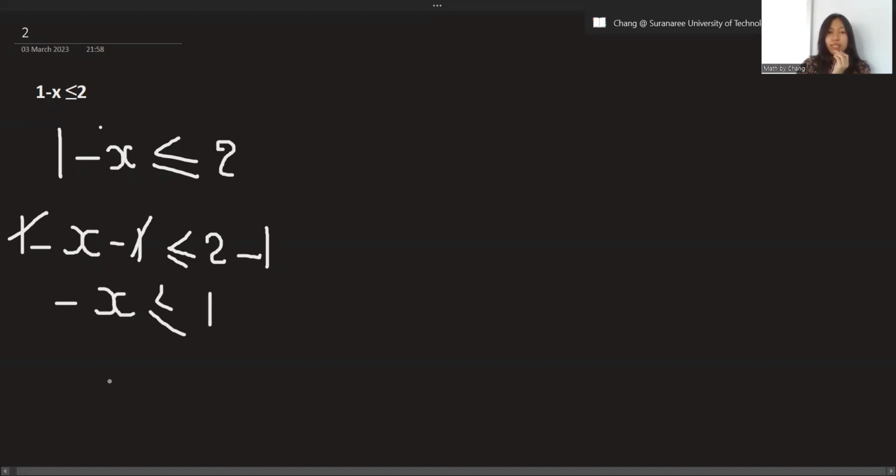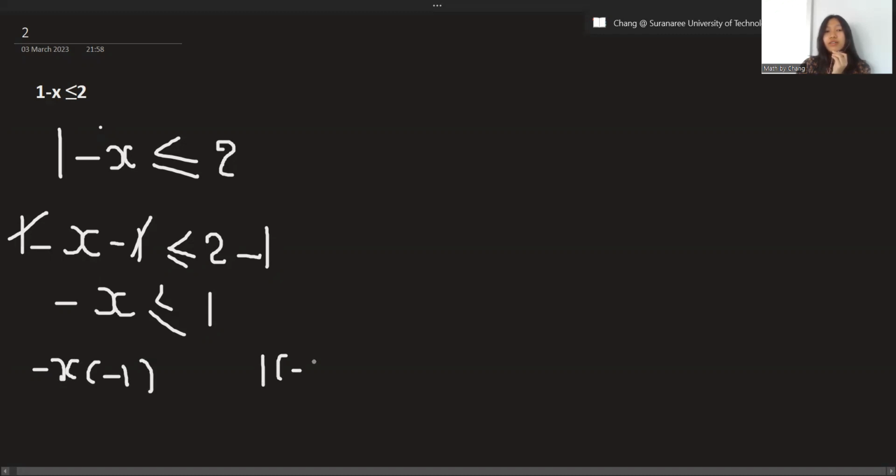But what we want is x, not minus x. So here you can use two methods. The first is you can multiply by minus 1, or you can divide by minus 1. You can use any method you like. But for me, I will just multiply by minus 1. Minus x times minus 1, and also the right side, 1 times minus 1.